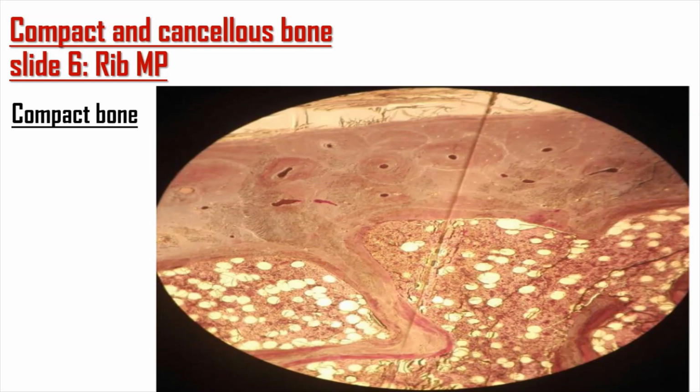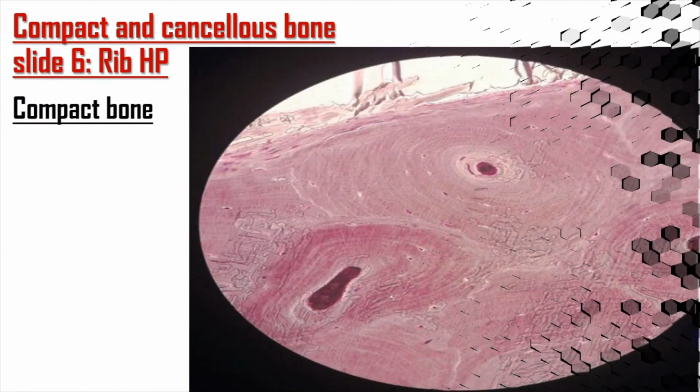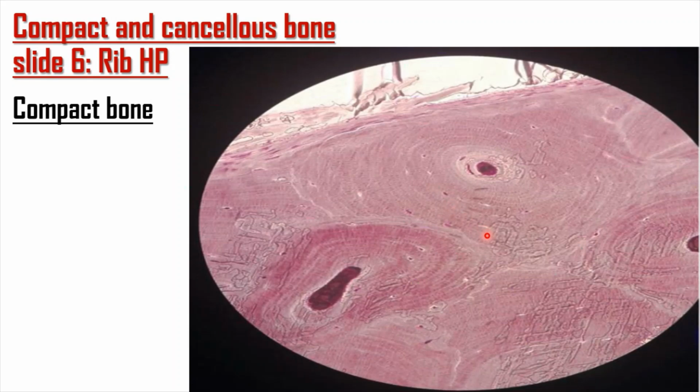All right, now let's look at the Haversian systems at high power. So this is the magnified compact bone. In the compact bone, as you can see, this is the central canal. This circle here is what we call the Haversian system. The Haversian system is the functional unit of a bone. It is also known as an osteon.